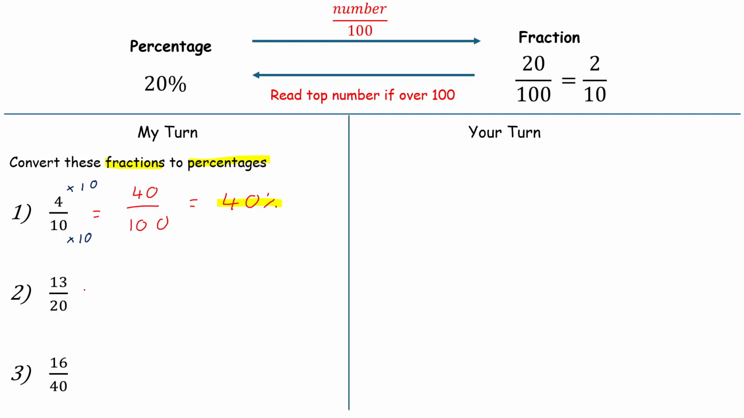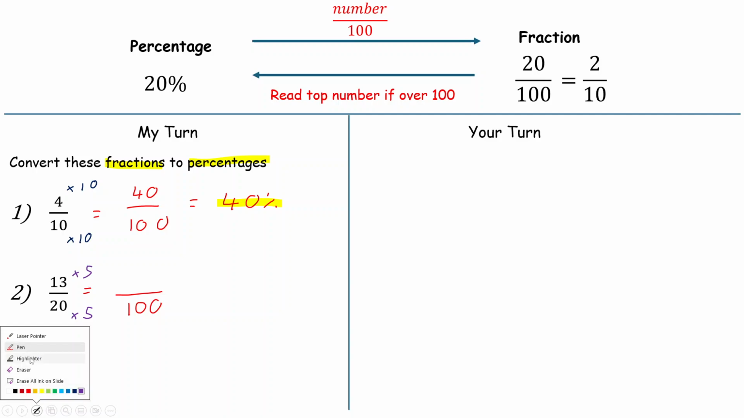My next one, again, I've got to get my denominator to be out of 100 because a percent is out of 100, so it's got to be out of 100. Now, how can I get from 20 to 100? I can simply multiply it through by 5, and do the same thing with my numerator. So 20 times 5 is 100. 13 times 5 is equal to 65. So 65 out of 100, which is good. So 65%. And there we go. Good.